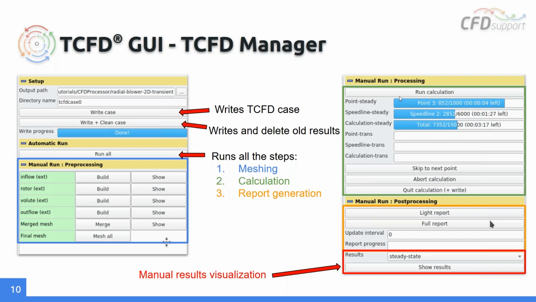You can manage the simulation by skipping to the next point, because for example, for simulating turbomachinery, you can simulate many operating points within one simulation, so you can skip to the next point if you see convergence. Anytime you can abort the calculation, or you can quit the calculation and write the simulation, for example, to see what happened, to see the actual visualization of your simulation. And at the end, you can generate the report, as well as show the results depending on your simulation, if going in steady state or in transient mode.